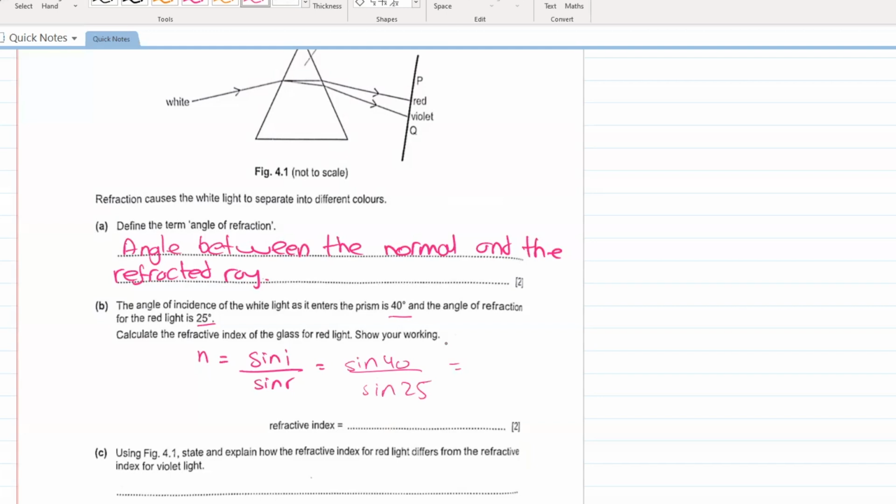We have taken the correct angles. Sine 40 divided by sine 25 comes out to be 1.52. This is your refractive index of the glass for red light.